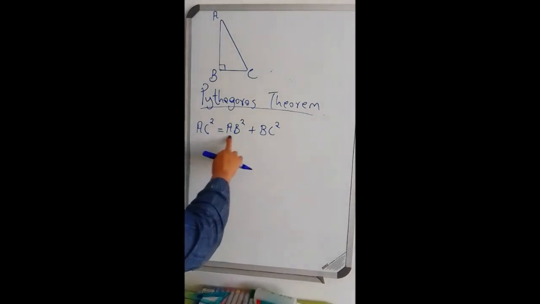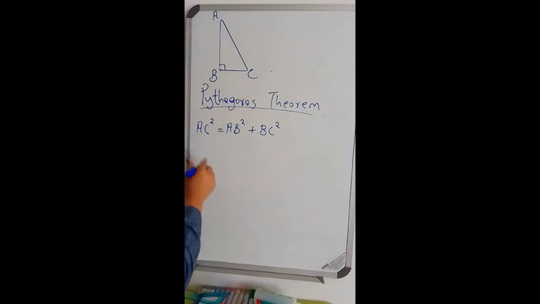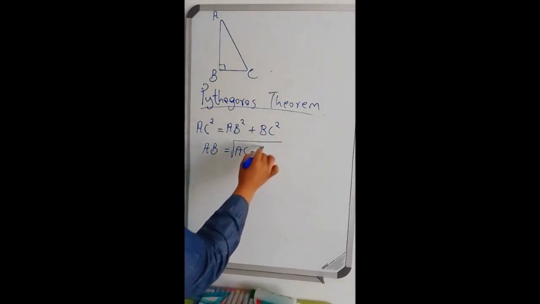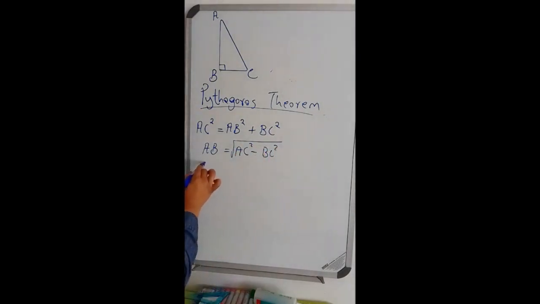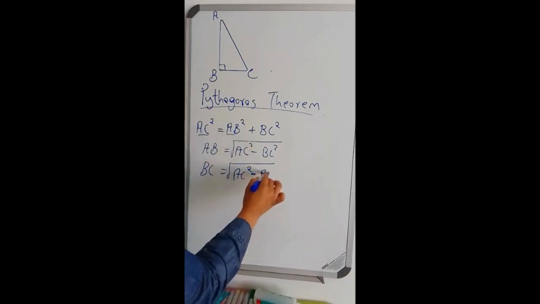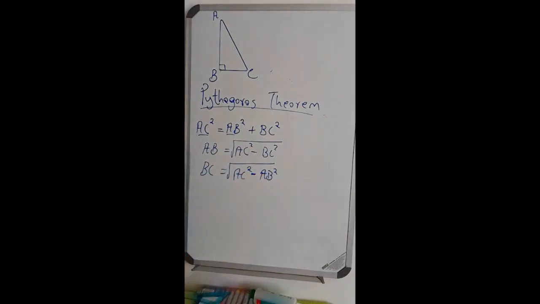So we can make AB the subject of the formula, which can then be AB equals the square root of AC squared minus BC squared. Or we can find BC, which is then the square root of AC squared minus AB squared. So this is going to come in handy when we have a side missing.